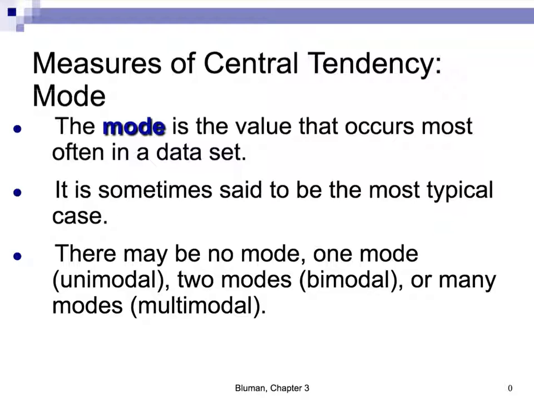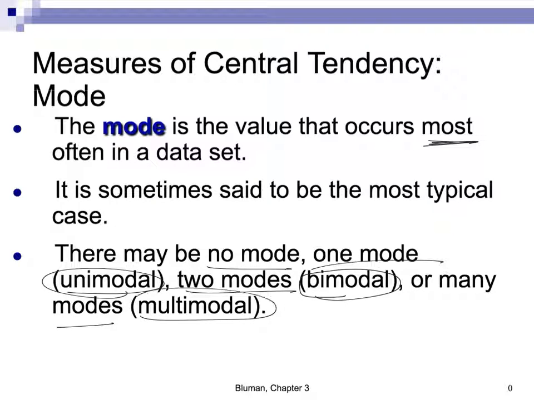When we go and find the mode, this is the data value that occurs the most. It is quite possible that we have no mode. We can have one mode, and they call that unimodal. We can have two modes. They call that bimodal. Or we can have many modes. That's, of course, multimodal.